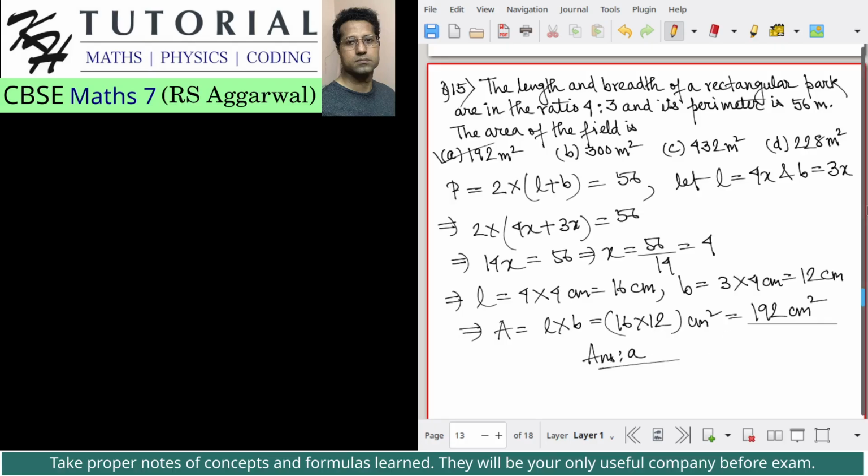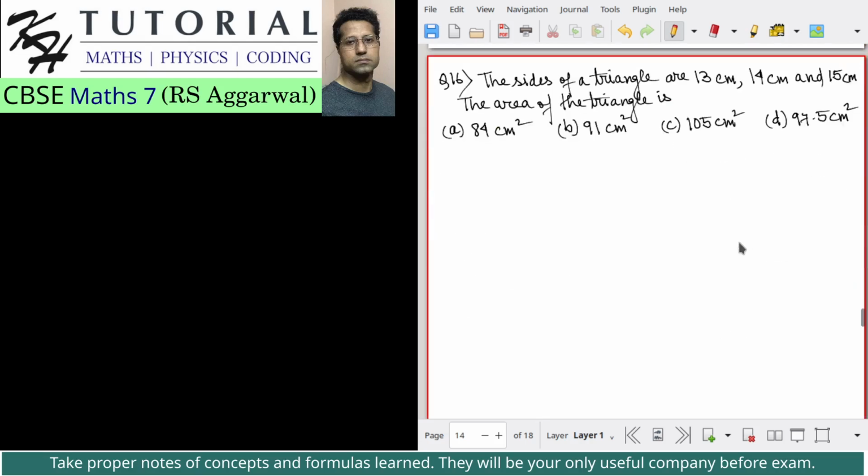Okay, let's see the next problem. Question number 16. The sides of a triangle are 13 centimeter, 14 centimeter and 15 centimeter. The area of the triangle is. So definitely we have to use Heron's formula. So let's first find the semi-perimeter, which is equal to (a plus b plus c) by 2, where a, b, c are the lengths of the sides of a triangle. In this problem, let's say a is 13, b is 14 and c is 15. So the semi-perimeter is equal to (13 plus 14 plus 15) by 2, which is 42 by 2. So this is 21 centimeter.